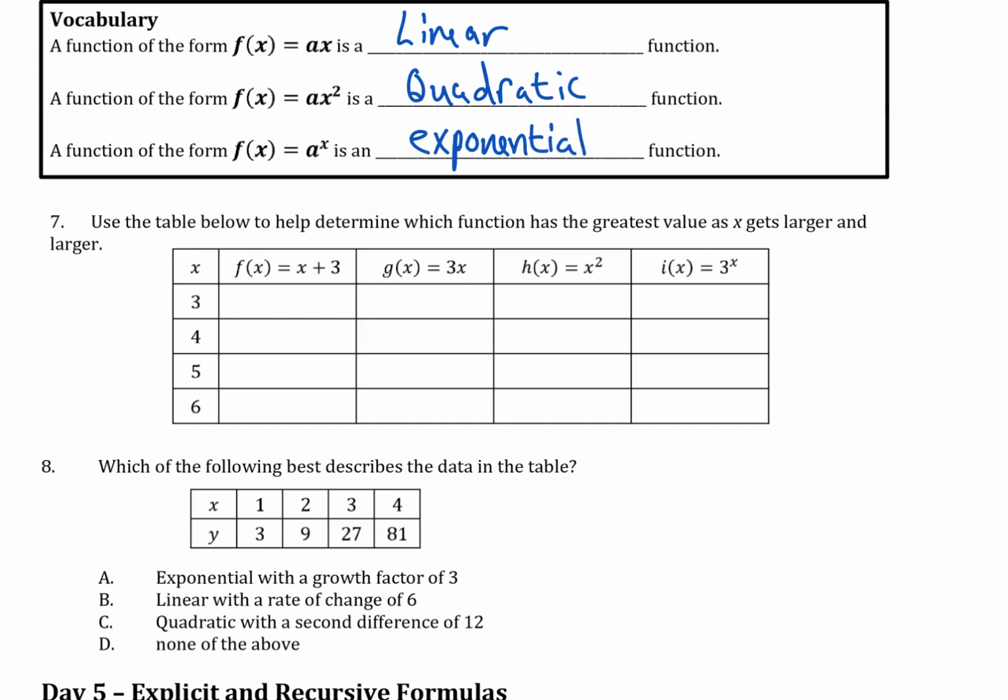So, in terms of those three functions, we're going to talk about the difference of them in terms of how they grow. We're going to use this table to help us determine which function has the greatest value as x gets larger and larger.